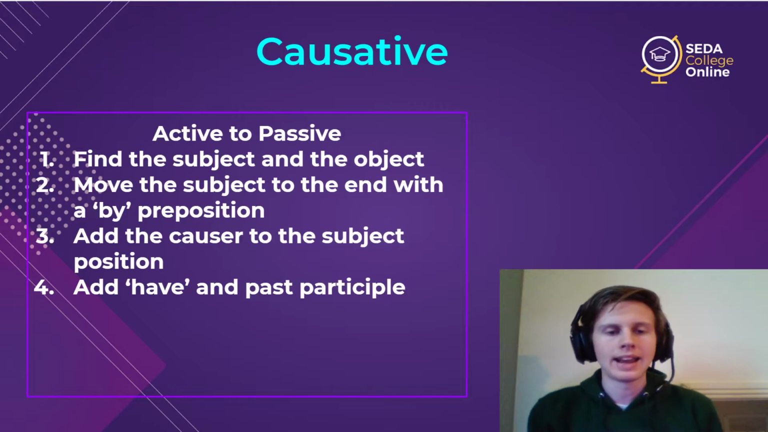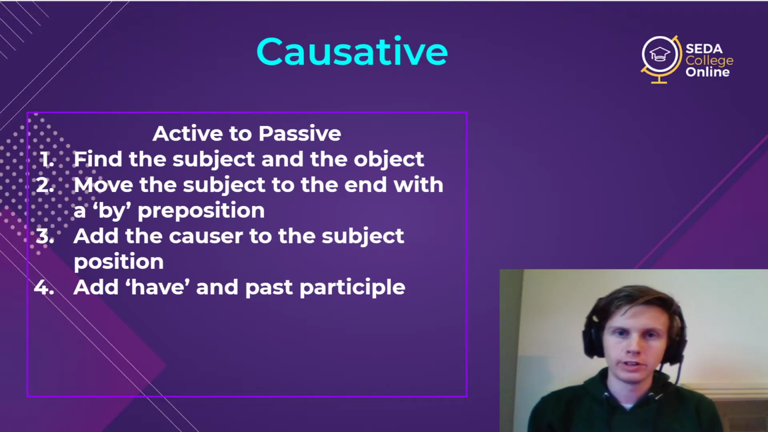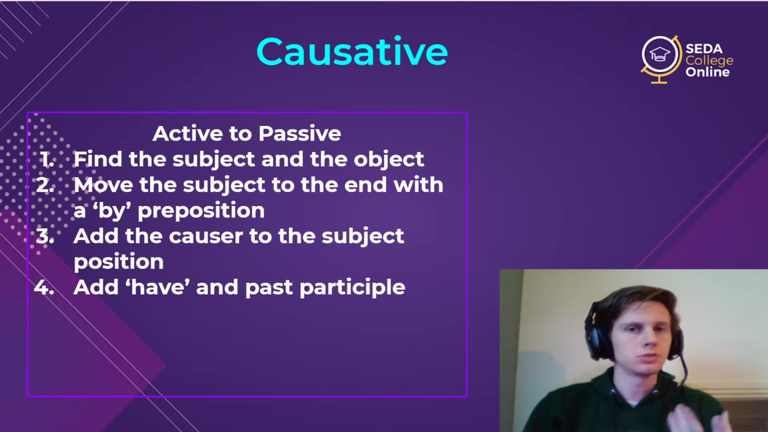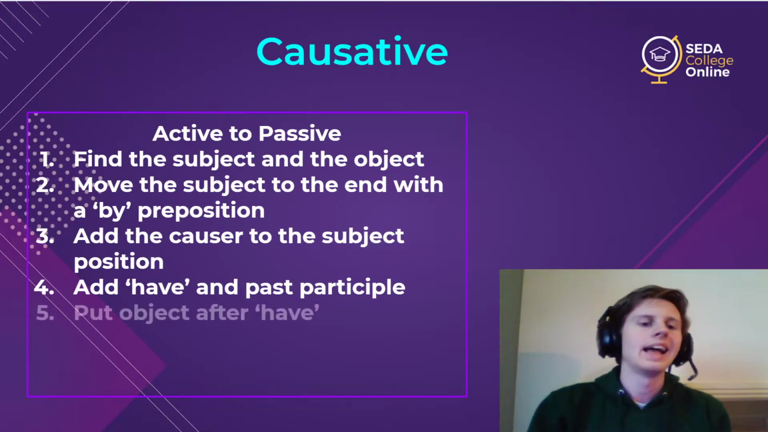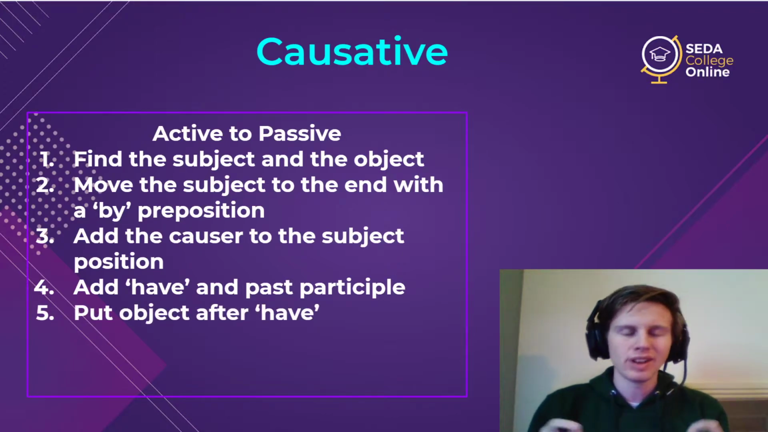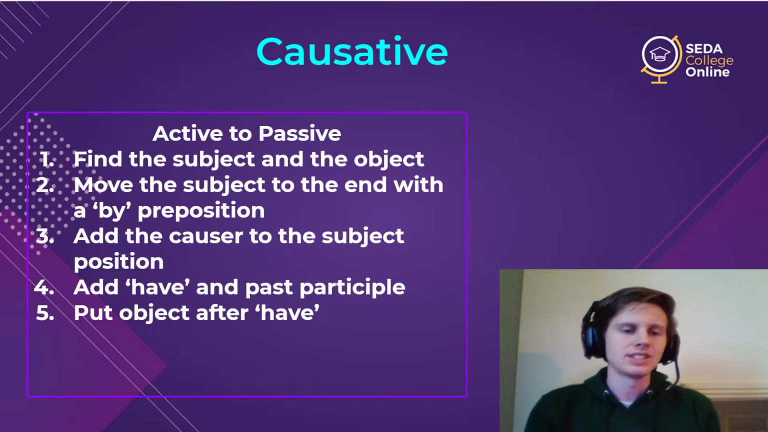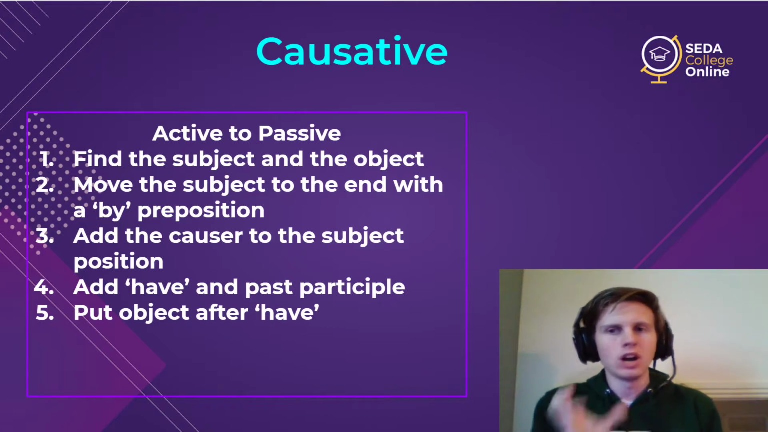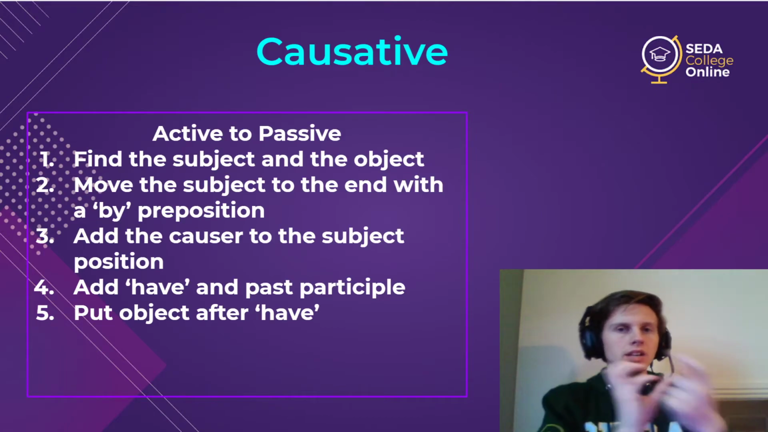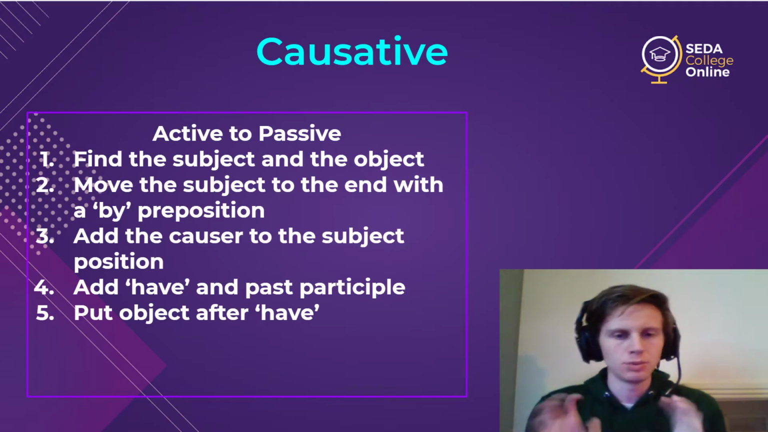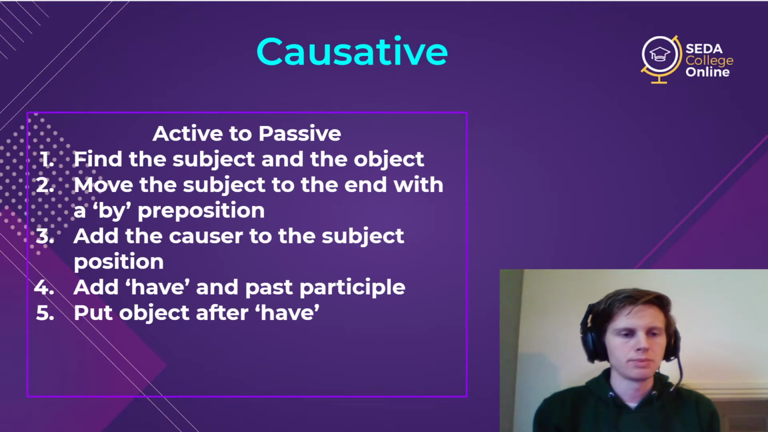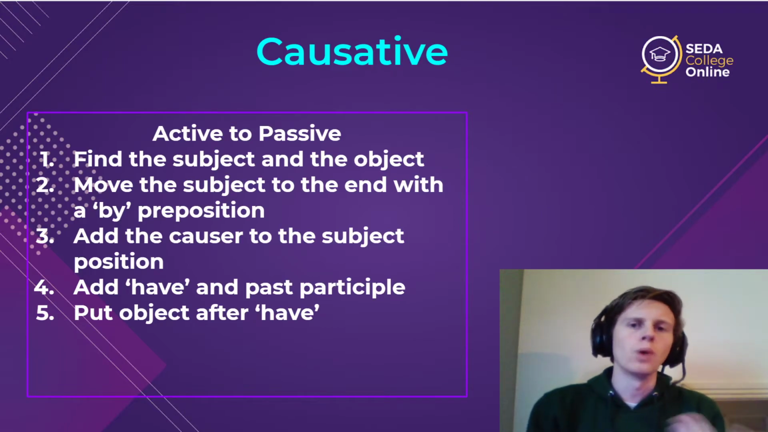Now you have to add have and make sure that your verb is in the past participle because we're changing the verbs. And finally, you put the object, the original object, after that have. This is a very special thing in English where we have the object in between the verb phrase. So I'll also talk a bit about that in a moment. But so these are your 5 steps. So let's go through them one at a time.